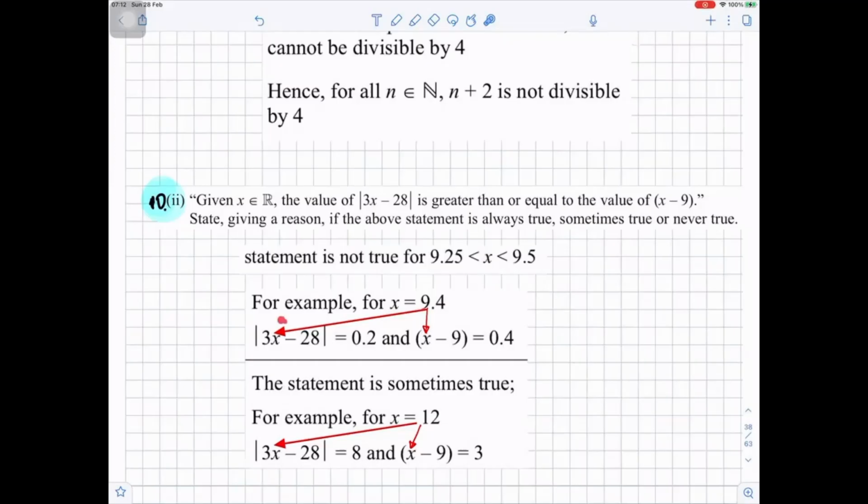If you put 9.4 there, 3 times 9.4 minus 28 gives 0.2. And if you put 9.4 there, 9.4 minus 9 is 0.4. So that shows 0.4 and 0.2. The statement is sometimes true. For example, if you take a number like 12, 3 times 12 minus 28 gives you 8. And 12 minus 9 gives you 3.